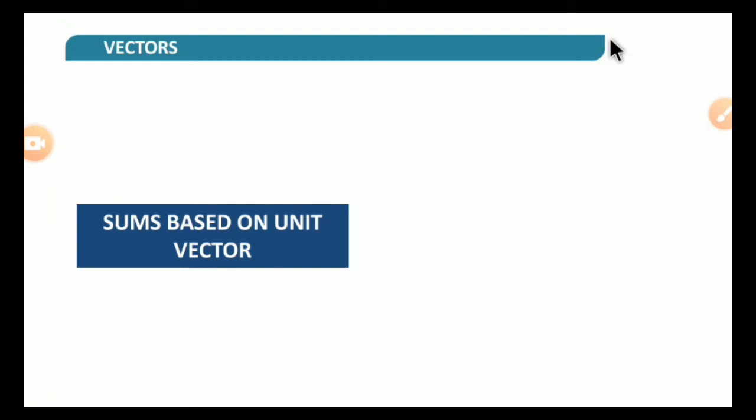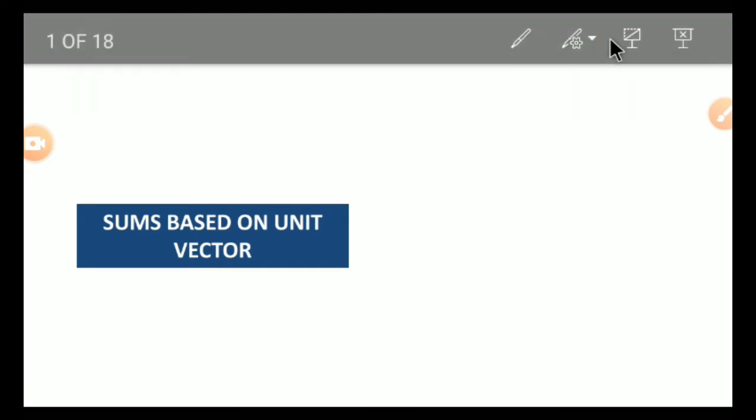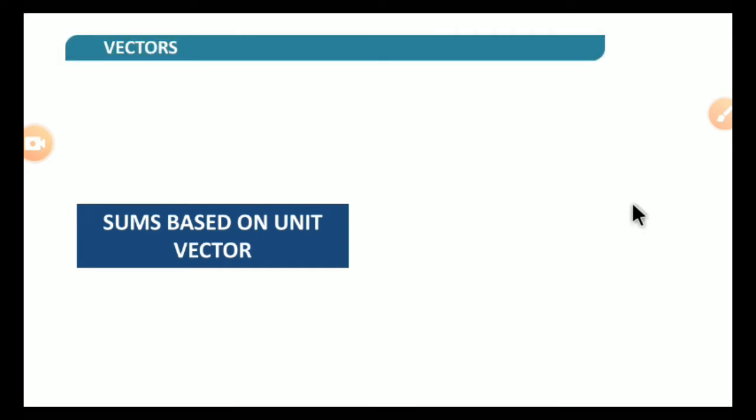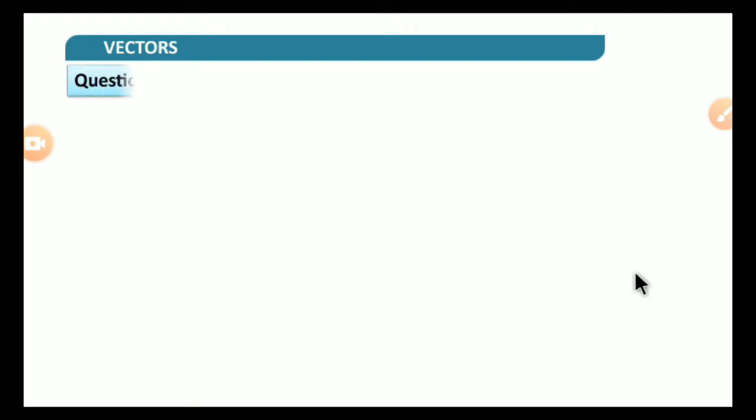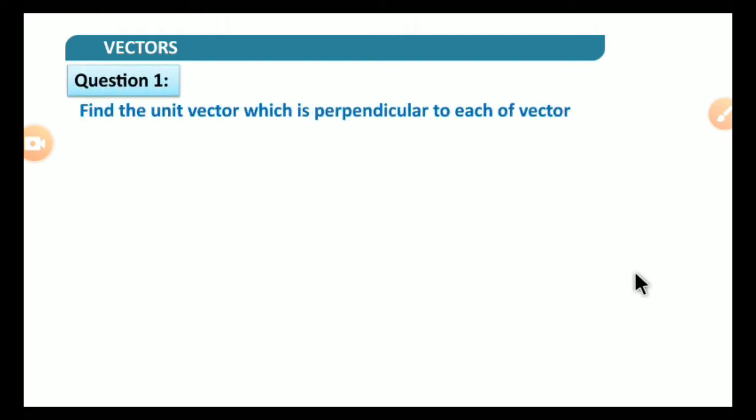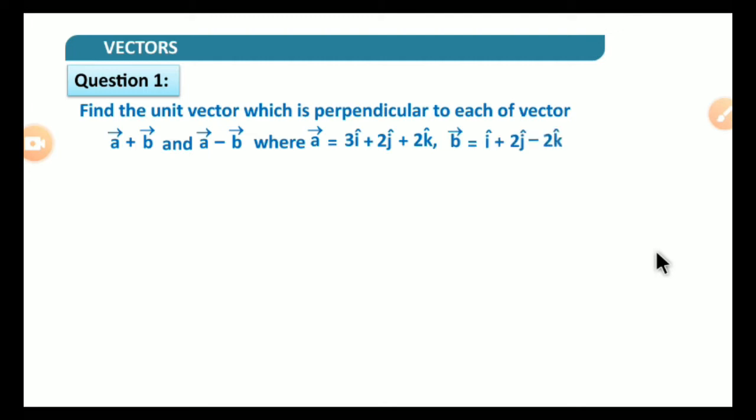Hello students, in this session we are going to discuss sums based on unit vectors and also some more important points about vectors. Now the question number 1: find the unit vector which is perpendicular to each of vector a plus b and a minus b, where a is equal to 3i plus 2j plus 2k, and vector b is equal to i plus 2j minus 2k.